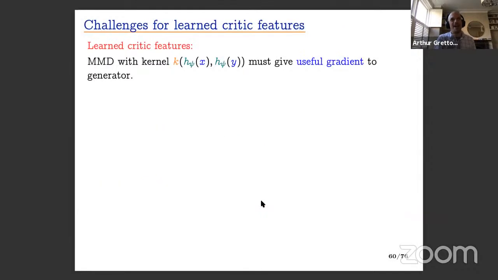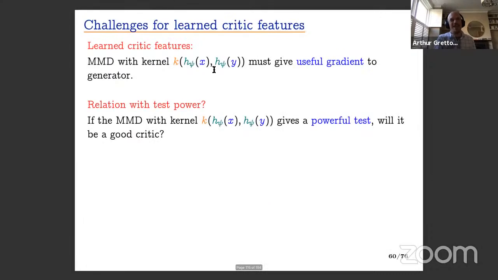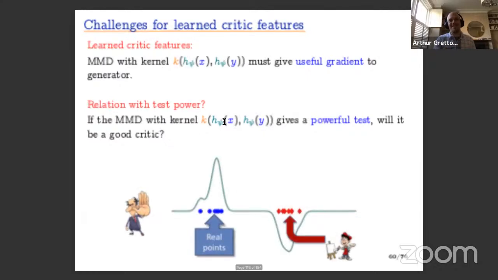Okay. And I want to give a useful gradient to my generator. Now, earlier on, I talked about training kernels on deep features of my data to maximize test power. Is that a good idea here? No, it is not, right?